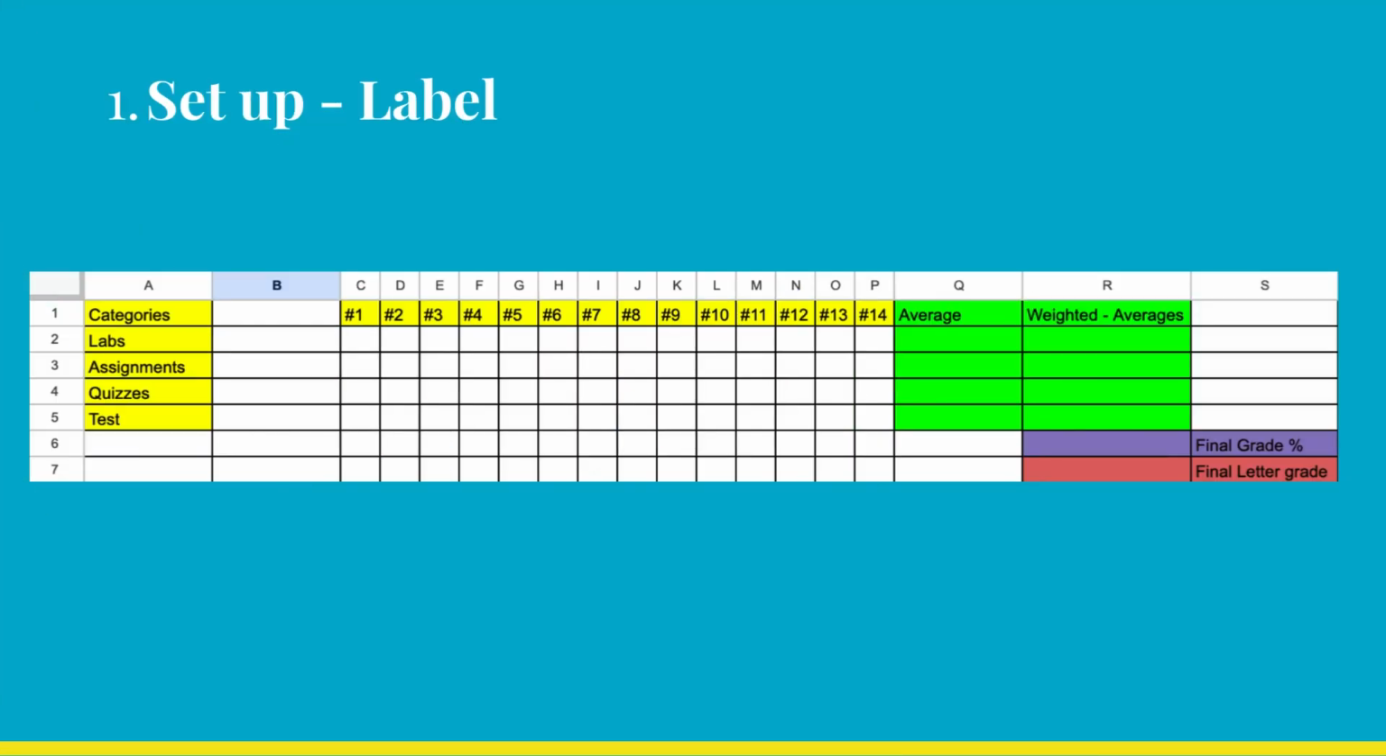Next, we will set up our table. I have chosen to customize my table to colors that I see fit, as you can too. Yellow for categories and the number of each assignment, green for average and weighted averages, purple for final grade percentages, and finally red for the final letter grade. Keep in mind when making your own table to leave column B open, and the number of categories should be the maximum amount of assignments you may have.